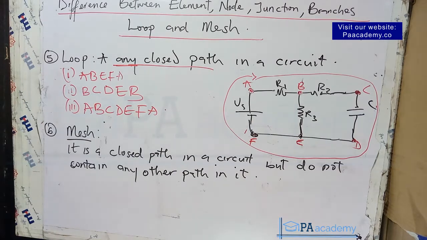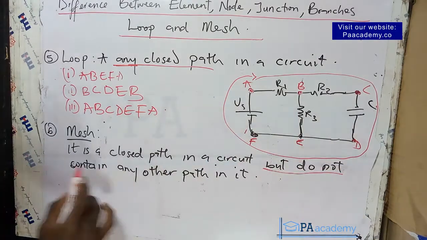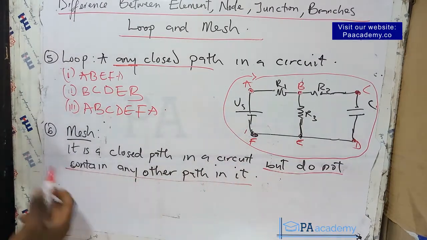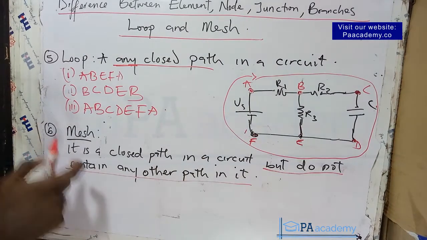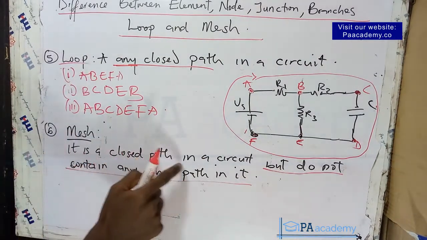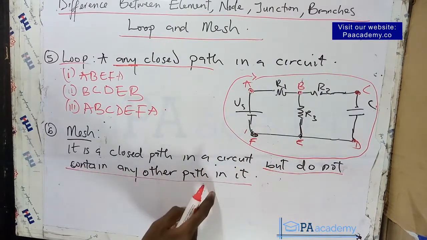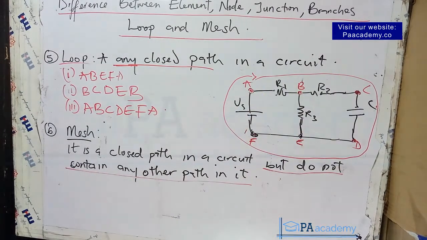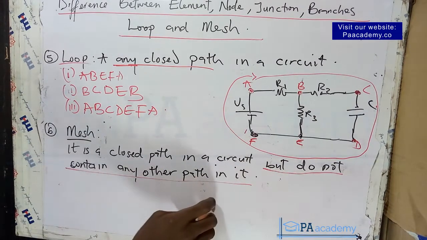Now the difference between a mesh and a loop is what we are having here. A loop is any closed path in a circuit. A mesh is also a closed path in a circuit, but it does not contain any other parts in it. Now let's come back to this circuit. It says it is a closed path but does not contain any other parts in it.